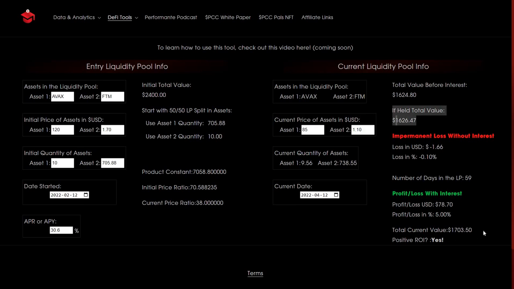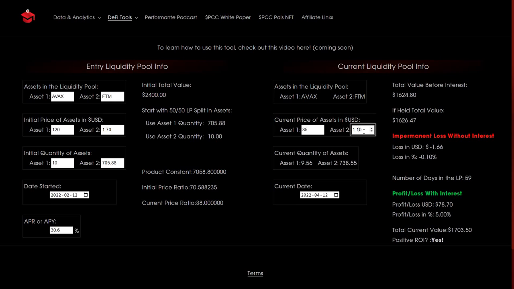And if it's higher, which in this case it is substantially higher, it is over $1,700 because of the auto compounding interest, and you would have only had $1,626 if you just held it. And that's why we got a positive ROI. It is a positive returning investment under these certain parameters or scenarios or random inputs that you put in basically. So that's going to be how you look back.